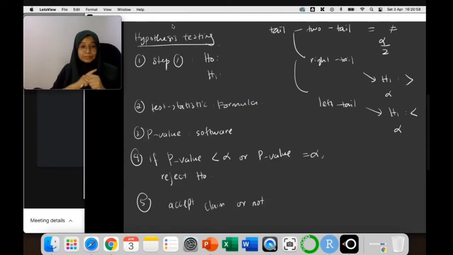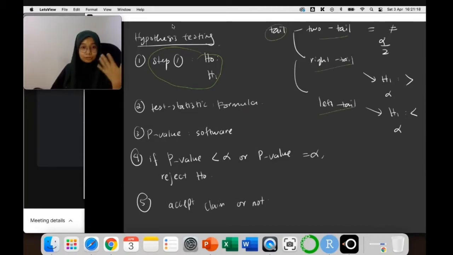Okay, in hypothesis testing, the first step, you must know how to formulate your hypothesis. When you do hypothesis testing, you must have 2 hypotheses. The first one is the null hypothesis. The second one is the alternative hypothesis. In statistics, the hypothesis is divided into 3: two tail, right tail, and left tail.